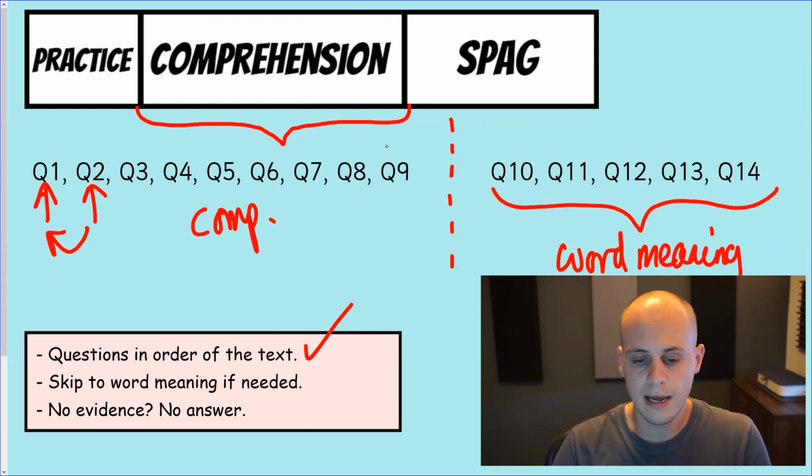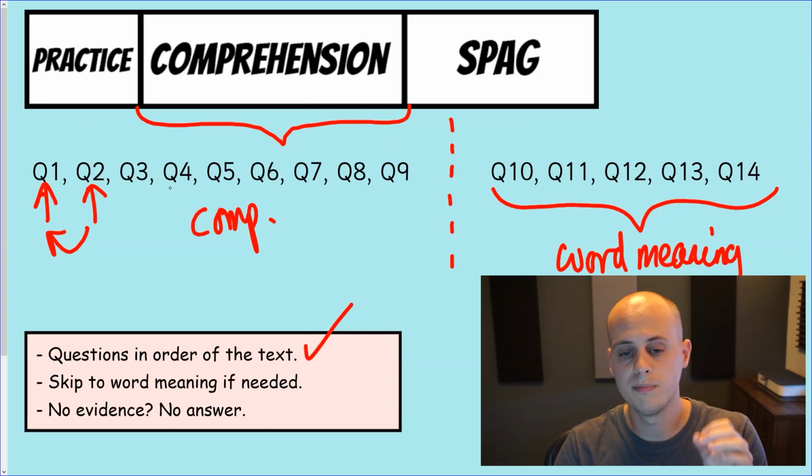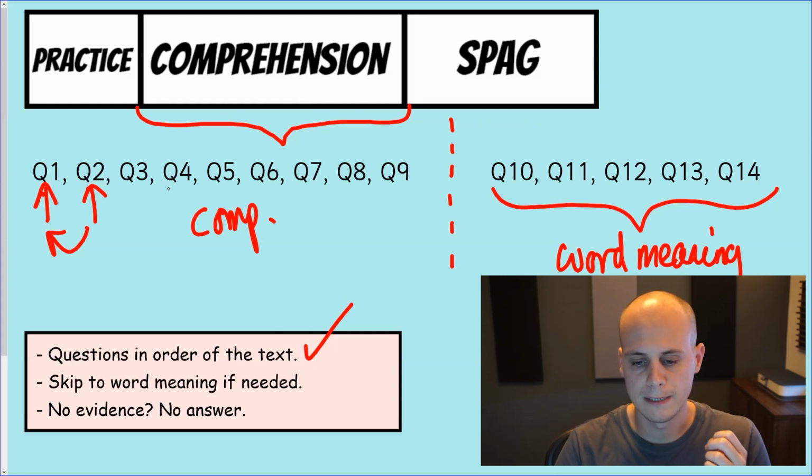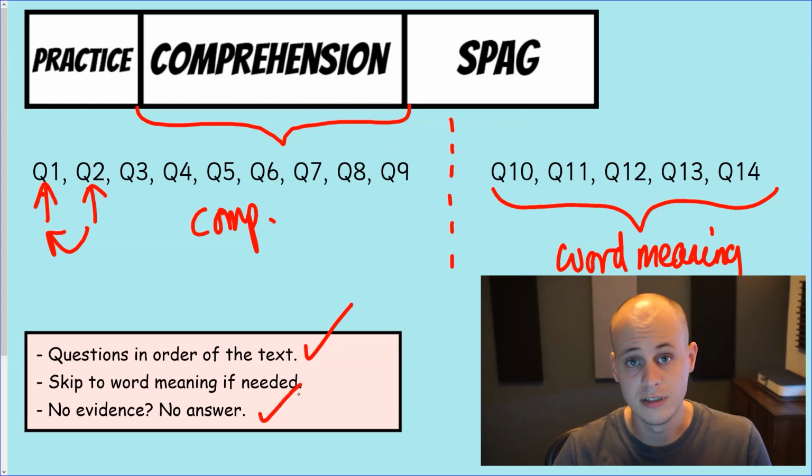Okay. Now, back to the comp questions then. So when you're trying to solve these questions, please look for evidence. You've got to back up your answer with evidence from the text. It is a reading comprehension test. It's not testing you on anything else. It wants you to find evidence.